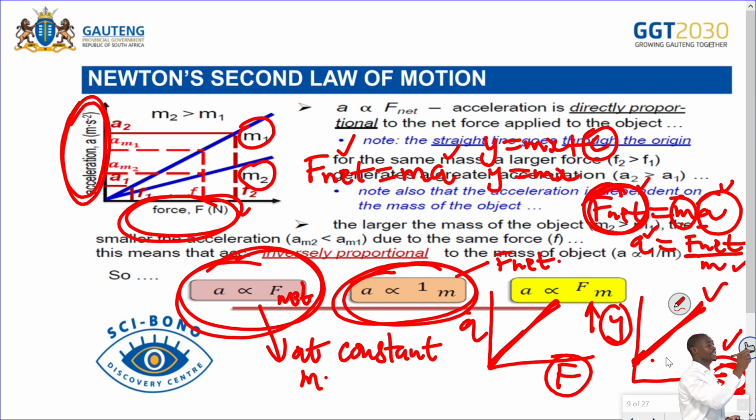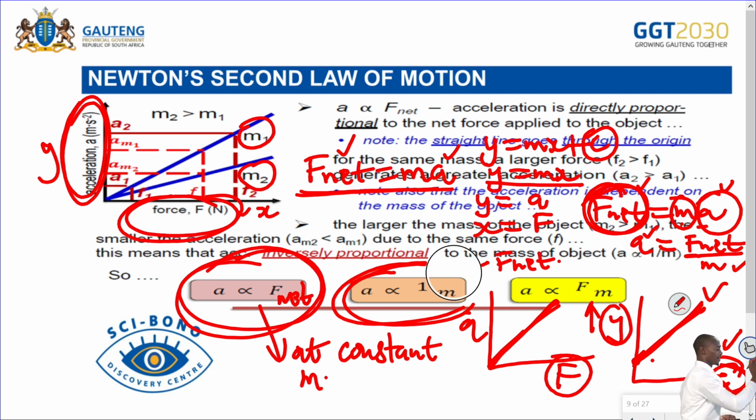arrange this equation, or manipulate it, in the form of y equals mx, making sure that your y is a. You have the y axis when it comes to maths, and the x axis, and your x is F. Okay, so let's try to do that and see if we are going to win.